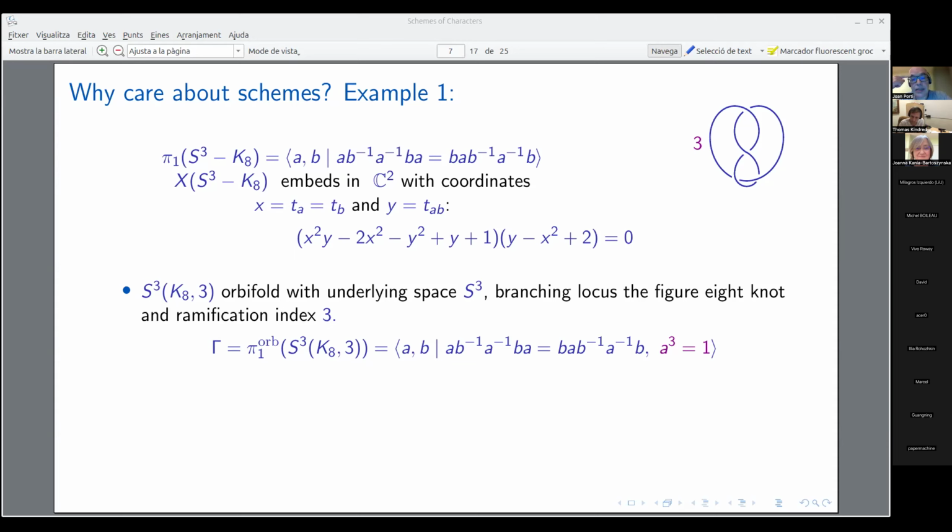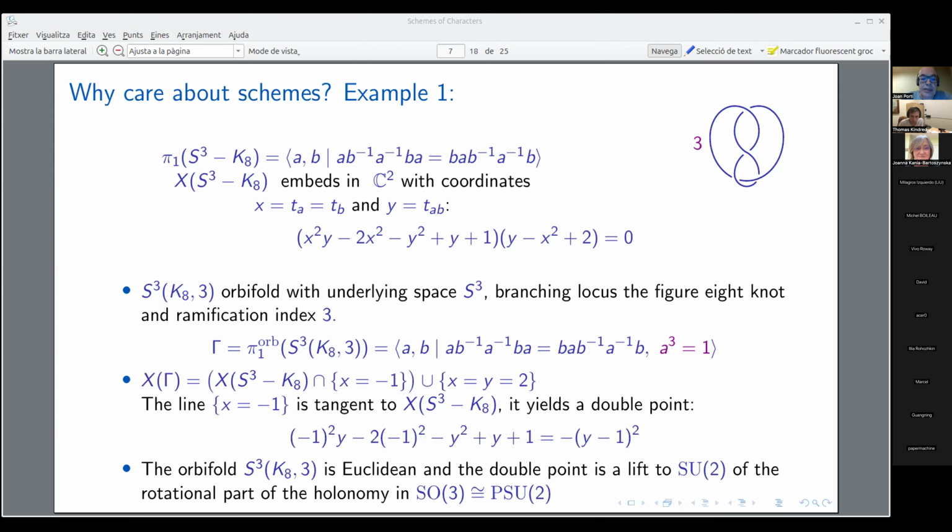Well, if I want to look at the variety of characters or representations or the scheme of representations, what I need to do is add a relation. I need to look at the fundamental group and get this relation, okay? So now that's the group of a three-dimensional orbifold, a closed one. What happens at the level of the variety of characters? Well, if I add a relation, I will add more equations, okay? So here's a brief explanation of what happens.